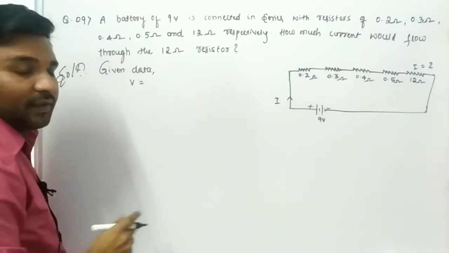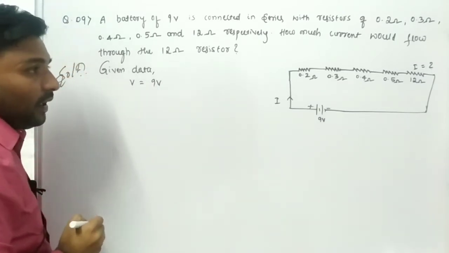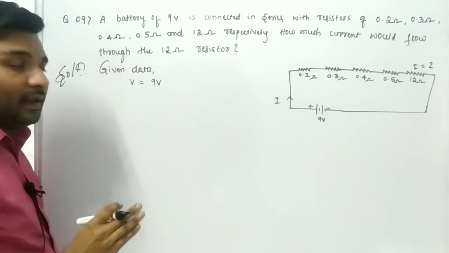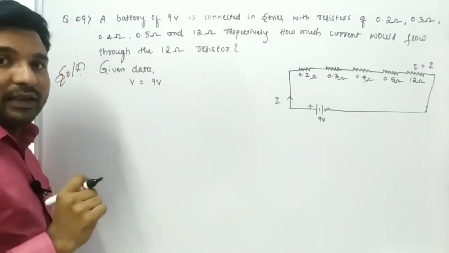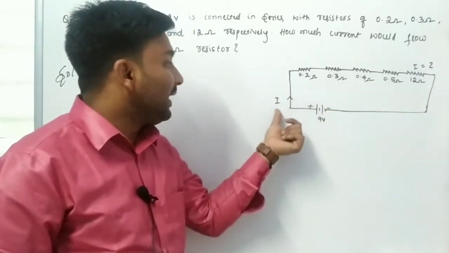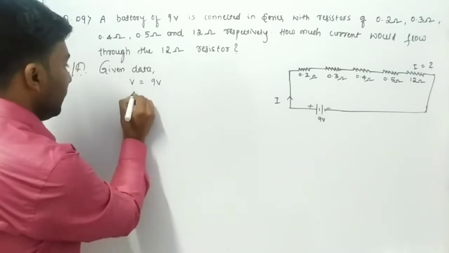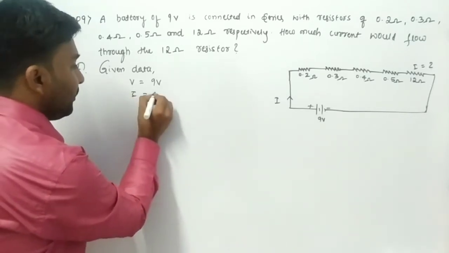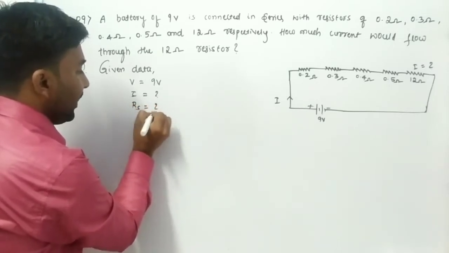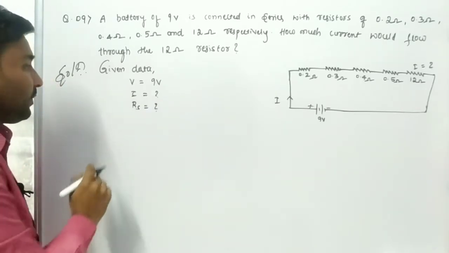Voltage, that is the potential difference, is 9 volt. Correct. And we have the resistors which are connected in series. It means we need to calculate the equivalent resistance in order to calculate the current in the circuit. So here we have to calculate for current, and also for the equivalent resistance, that is RS. Resistors are connected in series.